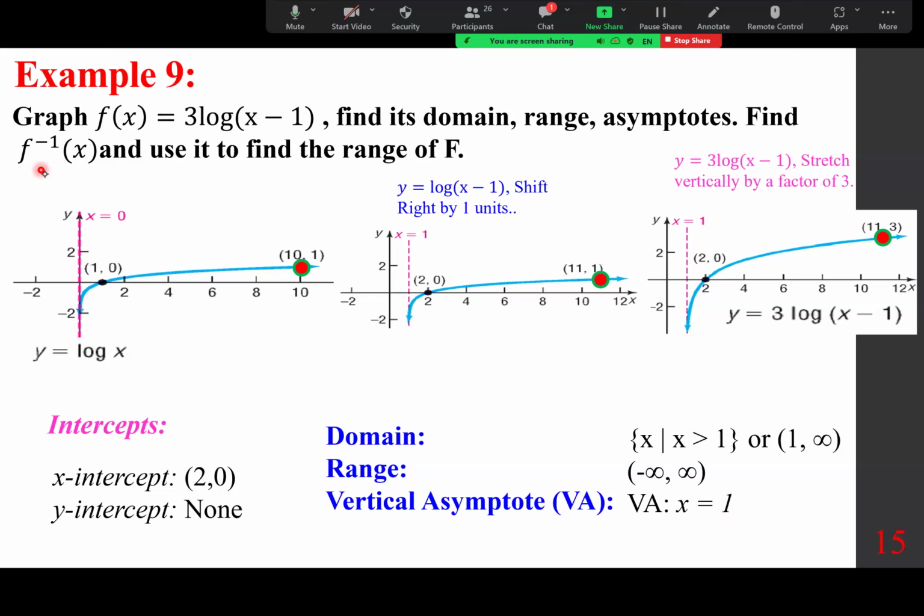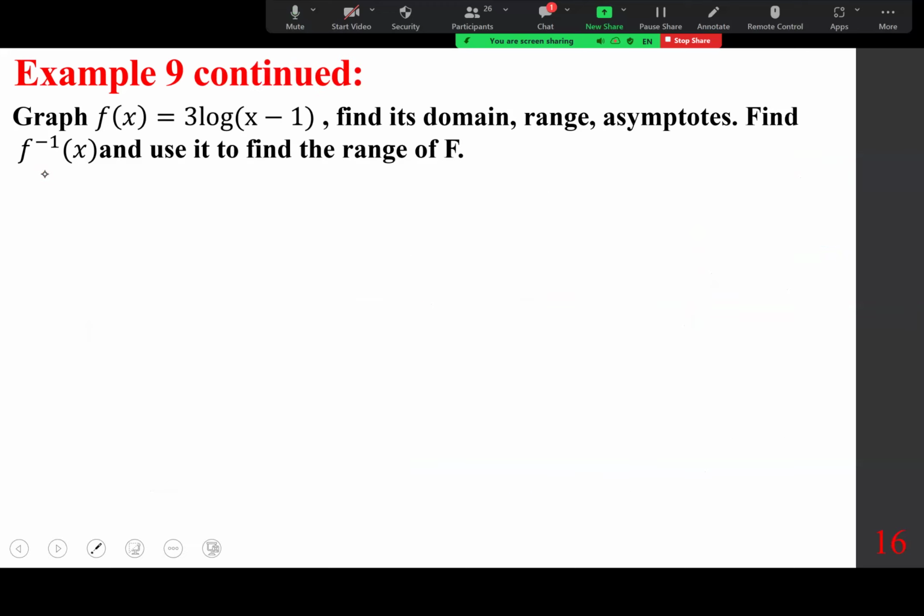Let's find f inverse. So f of x is 3 log (x minus 1). We want to find f inverse, and we start by calling it y instead of f of x. So y is 3 log (x minus 1). We're going to interchange x and y. This becomes x, this becomes y. Right here, we have the inverse, everybody.